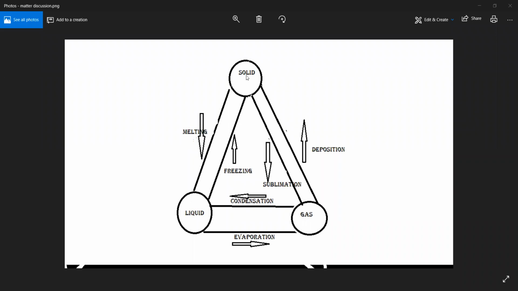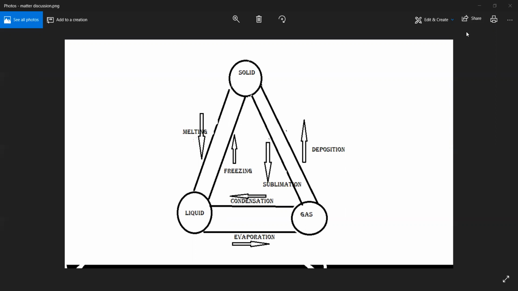Now, we are saying that when solid changes into liquid, then the process is called melting. So the process by which solid changes into liquid is what we call melting. So what is melting? Melting is the process by which a solid changes into liquid.